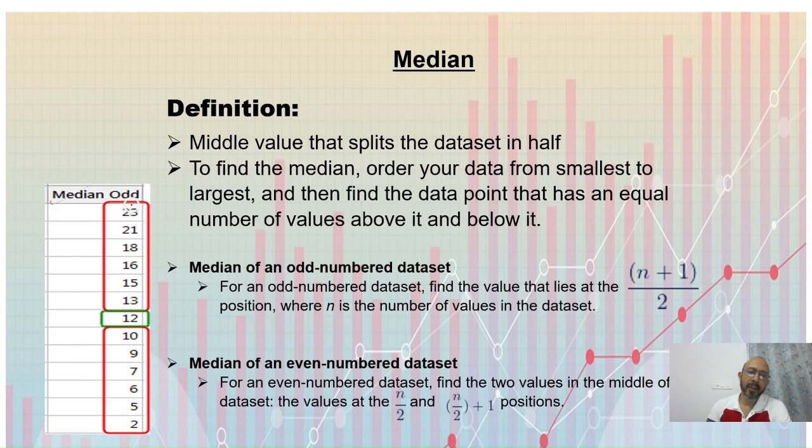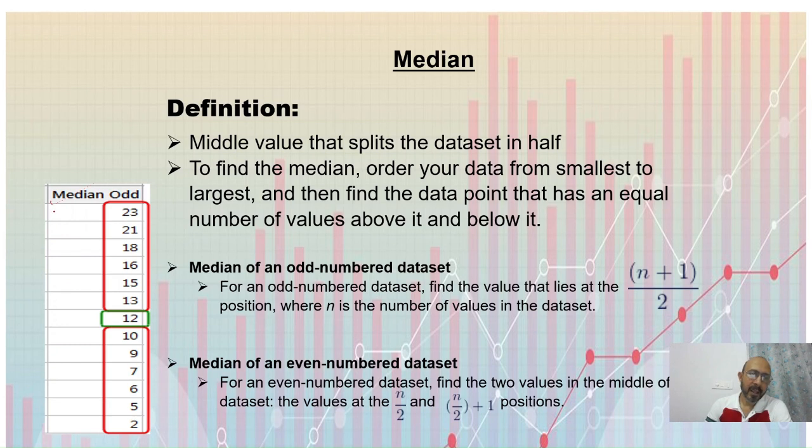Here we can see the median of an odd number dataset. For an odd number dataset, find the value that lies at the (n plus 1) by 2 position, where n is the number of values in the dataset. Median of an even number dataset. For an even number dataset, find the two values in the middle of the dataset, the values at the n by 2 and n by 2 plus 1 positions.